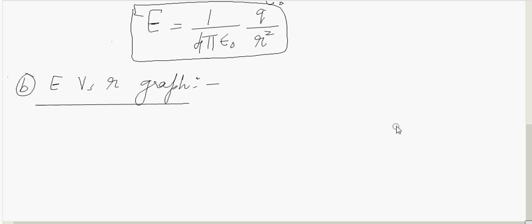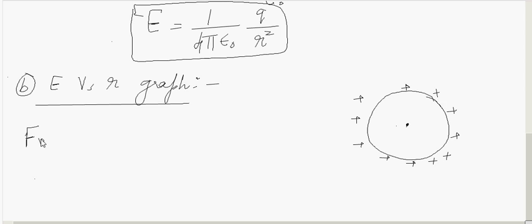Now when you consider the spherical shell, we have calculated the electric field outside the shell. Now what is the electric field inside the shell? So for r less than capital R, so this is capital R, the radius of the sphere. If you want to calculate the field inside a spherical shell, consider a Gaussian surface which has a radius r and lies inside the sphere.